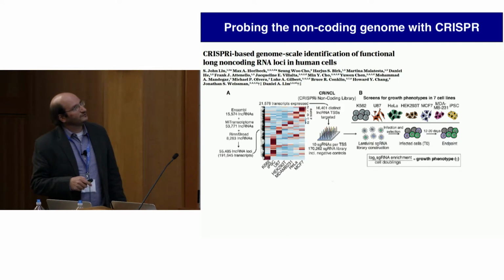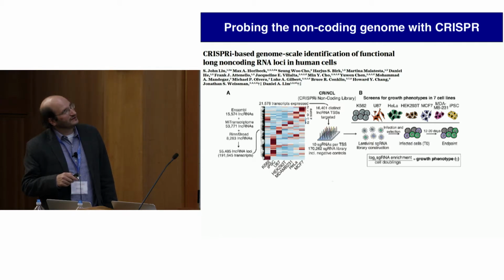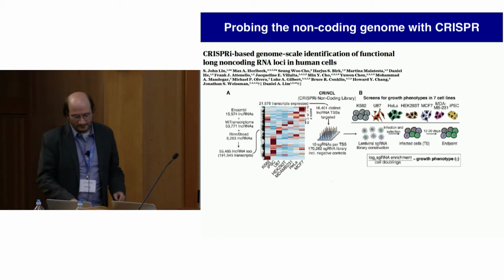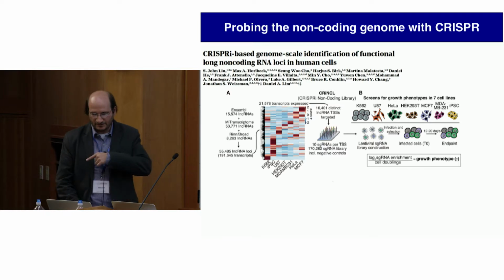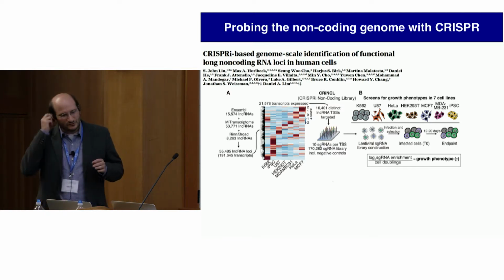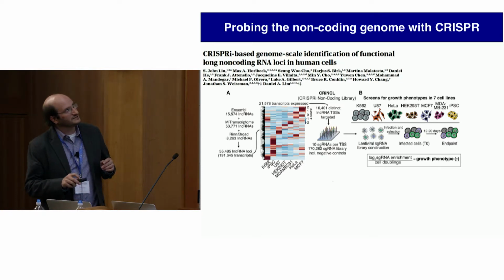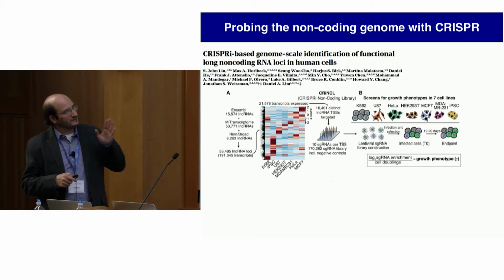Another really nice example comes from John and Max in Jonathan's lab together with Daniel Lim. I think Luke had described this briefly in his previous talk, but what they were able to do is to target long non-coding RNAs in cells. And this is a uniquely, incredibly powerful application of the CRISPR-I system.